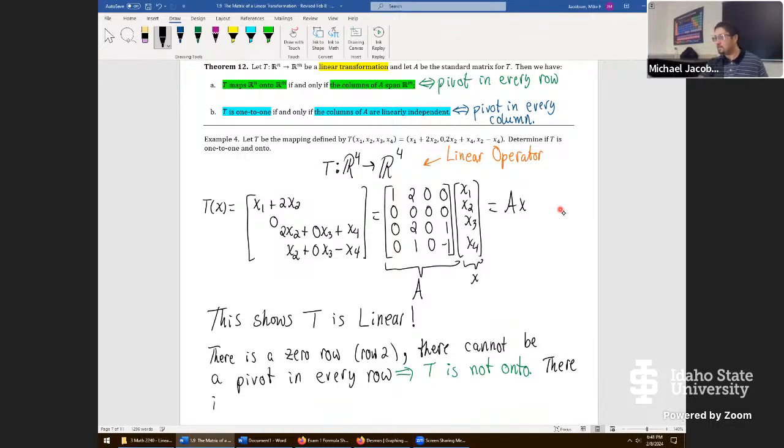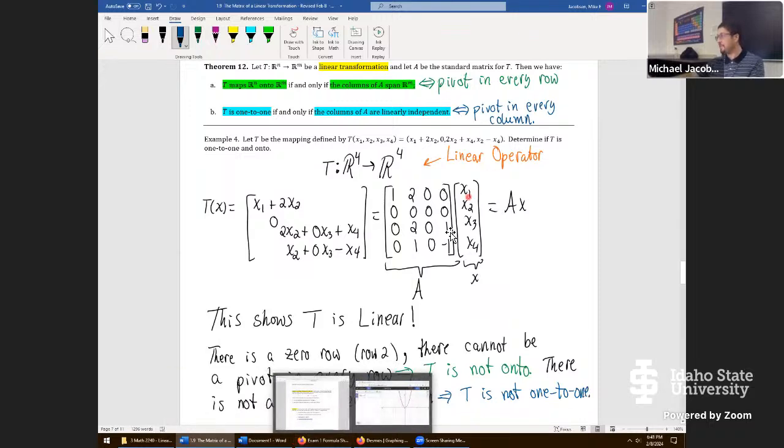there is not a pivot in every column. Then we have an immediate conclusion. Lack of pivot in columns implies T is not 1-to-1. So that's kind of amazing.